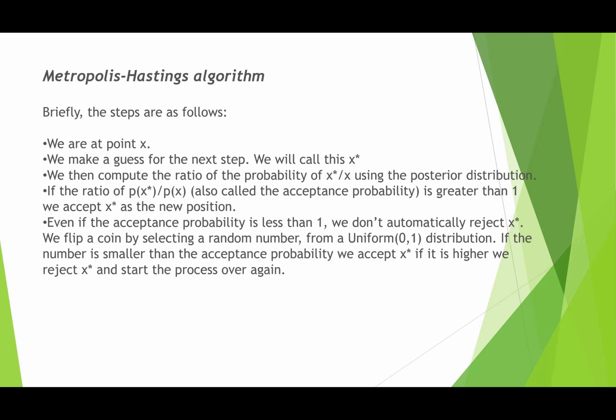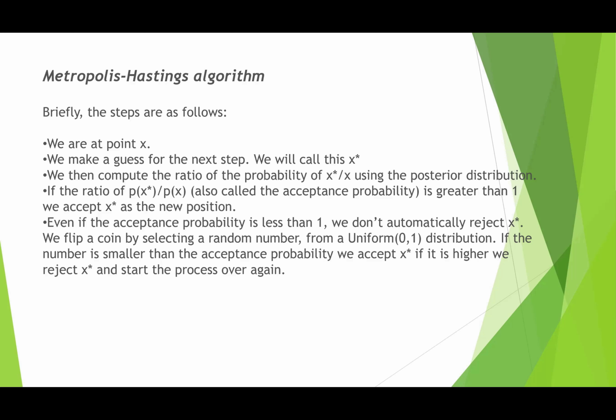We make a guess for the next step. We will call this X star. We then compute the ratio of the probability of X star over X using the posterior distribution function. If the ratio of p(X star) to p(X), also called the acceptance probability, is greater than 1, we accept X star as the new position. Even if the acceptance probability is less than 1, we don't automatically reject X star. We flip a coin by selecting a random number from a uniform distribution (0, 1). If the number is smaller than the acceptance probability, we accept X star. If it is higher, we reject X star and start the process over again.